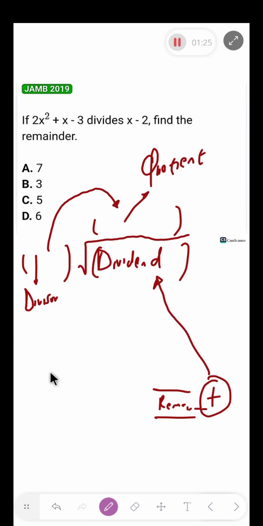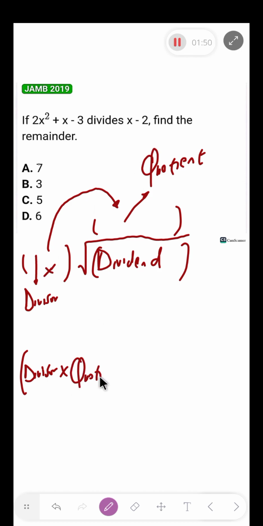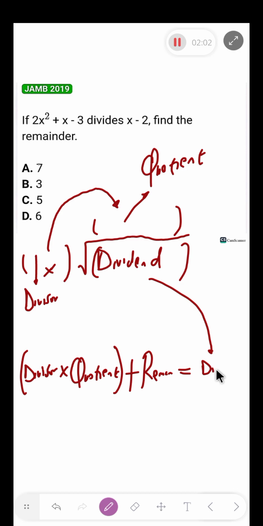So in summary, this simply implies that, let me put it this way, I can easily say that whenever you have the divisor times this quotient plus the remainder that we actually have here previously, the result must always give you this dividend. So let me just go straight to this question now.